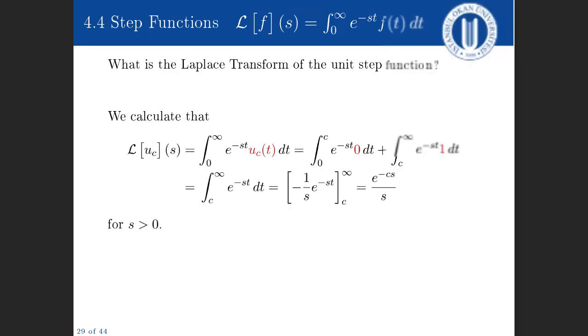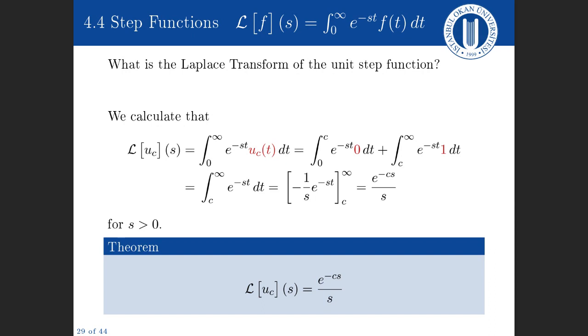We know how to calculate this. This is just e to the power minus cs divided by s. This is an important formula. We're going to be using this a lot, not just today, but also next week. So let me write this as a theorem. The Laplace transform of u_c is e to the power minus cs divided by s.